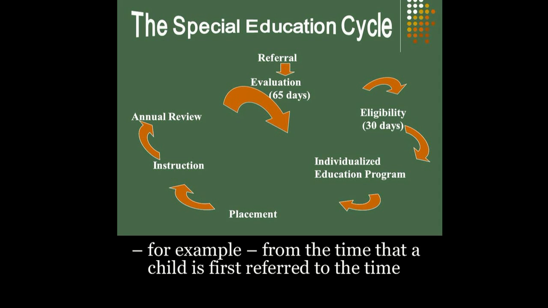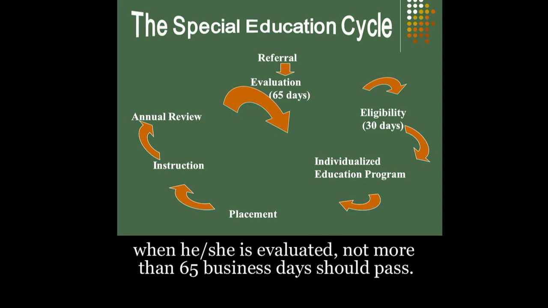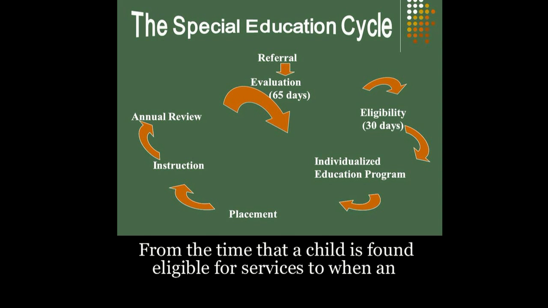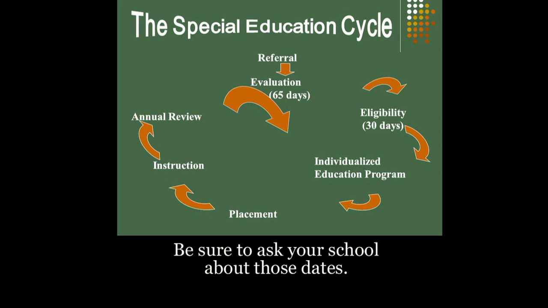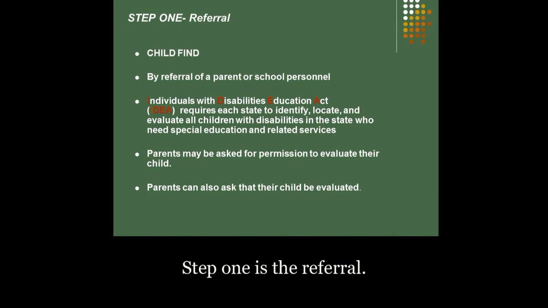For example, from the time that a child is first referred to the time when he or she is evaluated, not more than 65 business days should pass. From the time that a child is found eligible for services to when an individualized education plan is written, not more than 30 calendar days should pass. Be sure to ask your school about those dates. Step 1 is the referral.